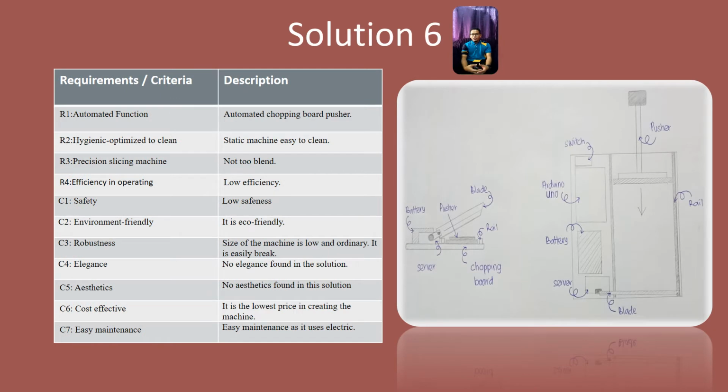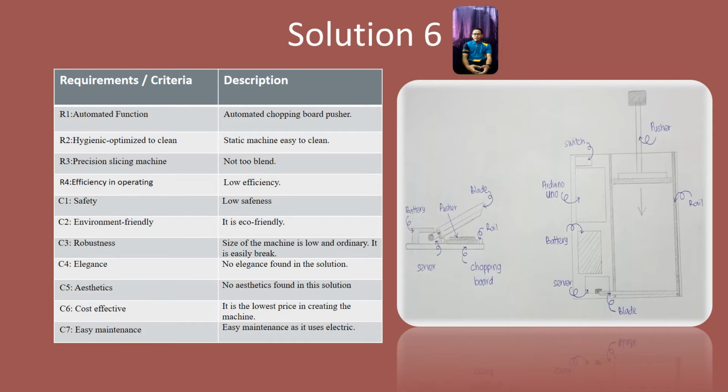For the next one, solution number 6. This machine is an automated chopping board pusher. For hygiene, it is very easy to clean because this machine is a static one. The precision slicing machine is not good. The efficiency in operating is low. The safety of this machine is very low.